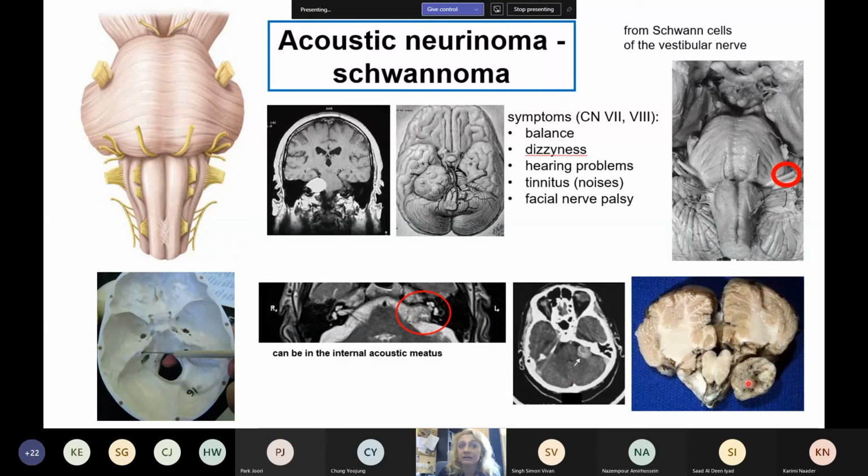Usually they are benign, but they compress a lot of things. First of all, what do they compress? Facial and vestibulocochlear nerves are in this angle, in the pontocerebellar angle. It can even grow in the internal acoustic meatus and compress, of course, mainly the vestibulocochlear nerve. So you have balance problems, dizziness, hearing problems, or you hear things that do not exist. This is called tinnitus when you hear noises, and the facial nerve palsy.